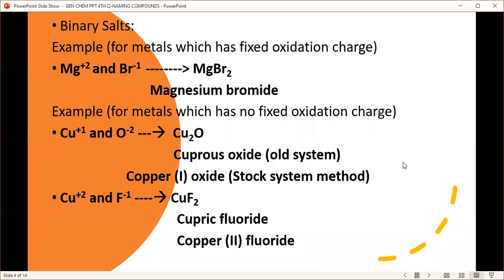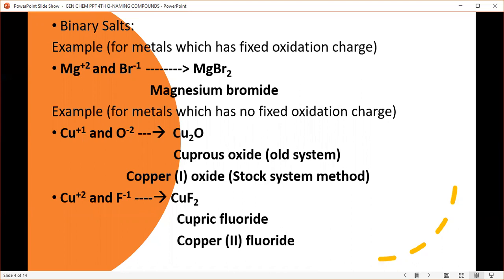So here, we have metals which have a fixed oxidation charge or number, like magnesium. Magnesium has positive 2, which means it has only one oxidation charge. And we also have bromine. Bromine is the negative ion, which is, of course, a non-metal. So what you need to remember again, in binary salts, which is a binary compound, it is made up of a metal and a non-metal. Okay, so for this case, magnesium is a metal which has a fixed oxidation number.